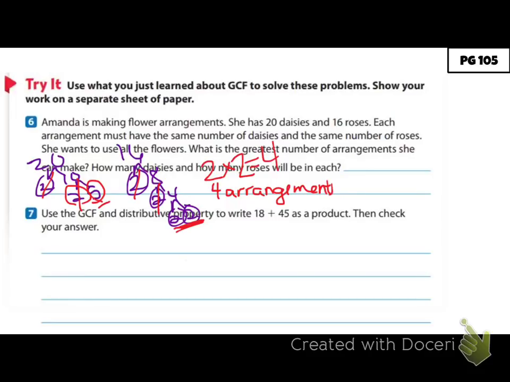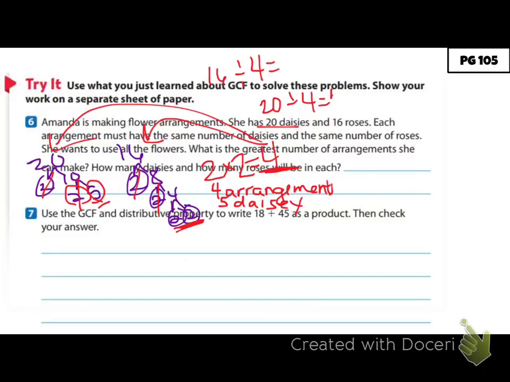Now, to find out how many daisies and how many roses she can put in each arrangement, we have to take our greatest common factor and divide it into each one of the numbers. Okay, so we take our 20 daisies divided by 4 and we get 5. So we know that there'll be 5 daisies. And then we're going to take our 16 roses divided by 4 and we get 4 roses.